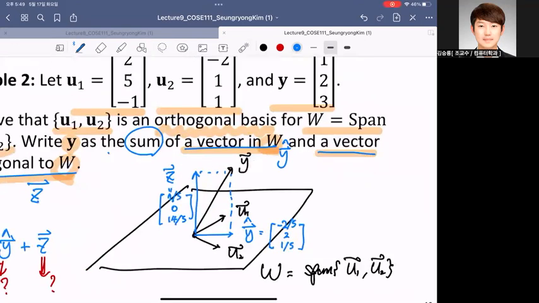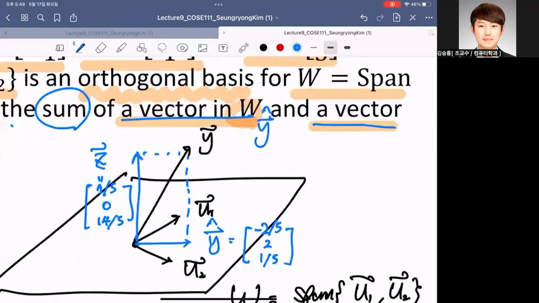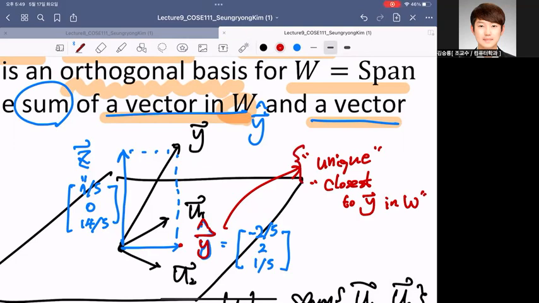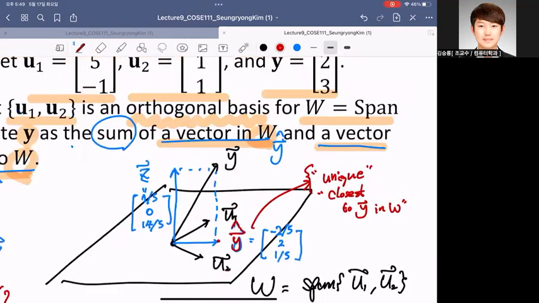So, in other words, this vector y hat is unique and closest to y in the space W.